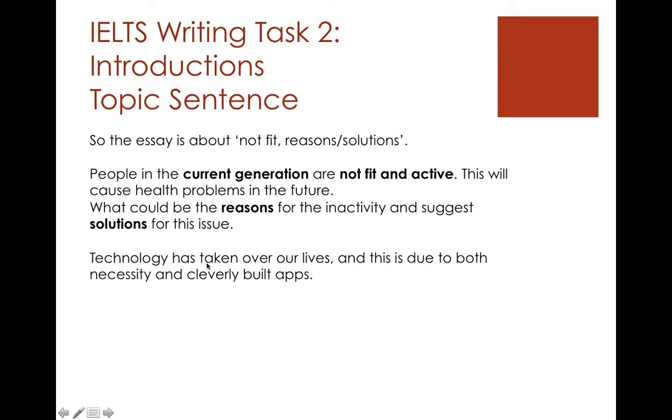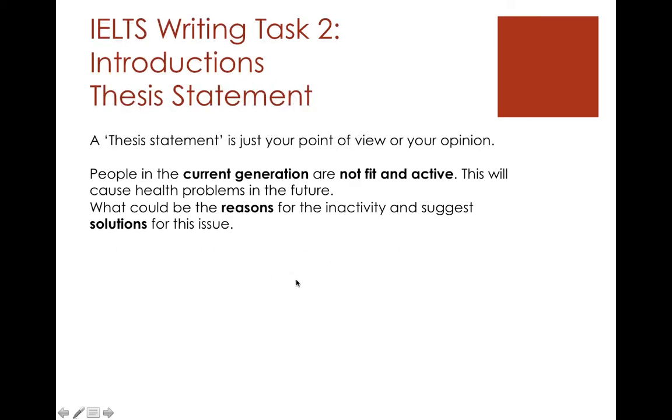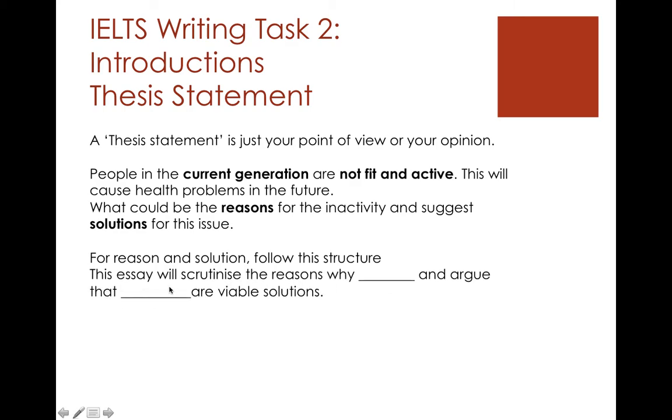So here we go. Technology has taken over our lives, and this is due to both necessity and cleverly built apps. Okay, necessity and cleverly built apps. That's our topic sentence, and our thesis statement follows this structure. This essay will scrutinize, there's a Band 9 language for you to copy, the reasons why something is true, in this case here, and argue that something and something are the viable solutions. Viable, Band 9 language, just means good or reasonable. Reasonable solutions. We can do these solutions.